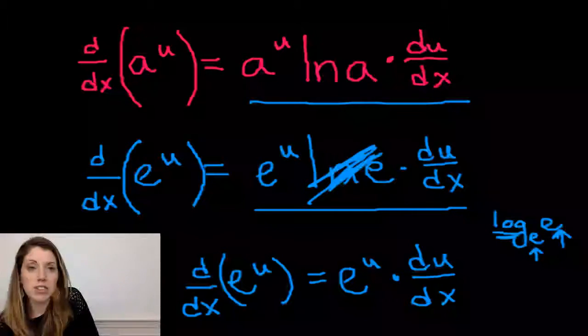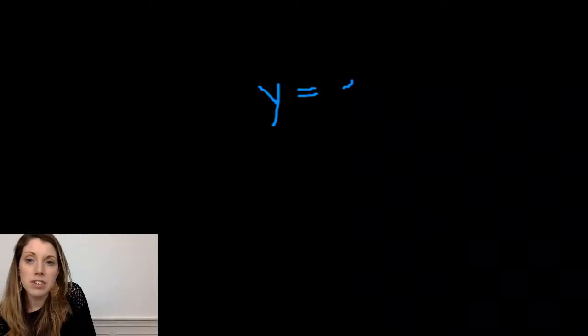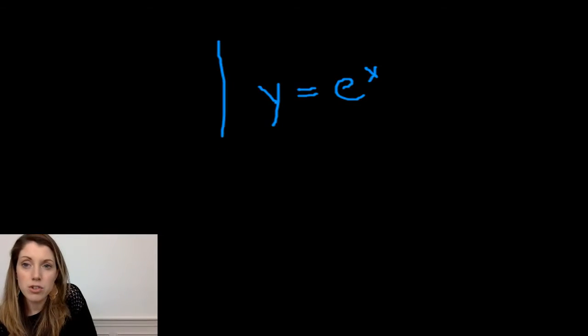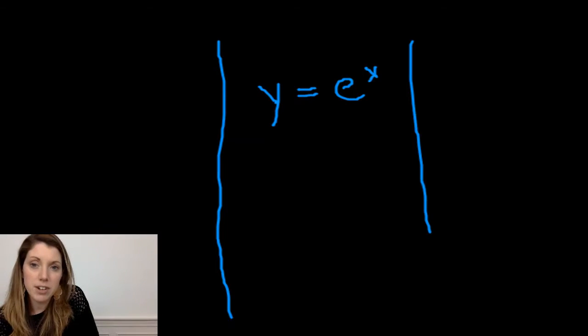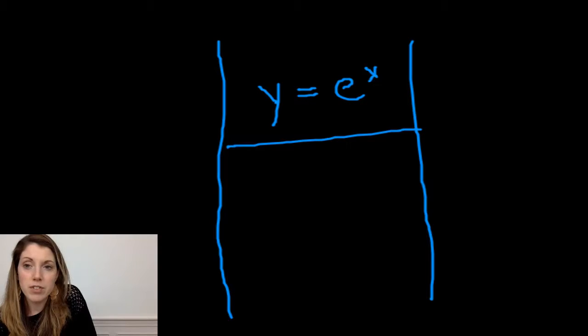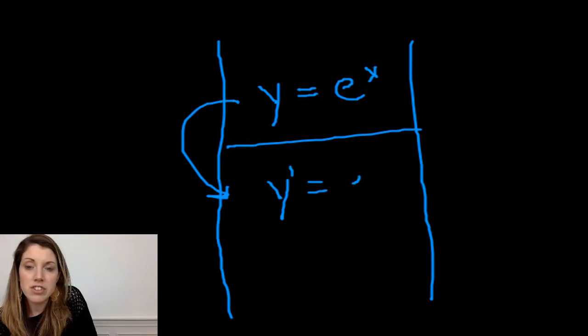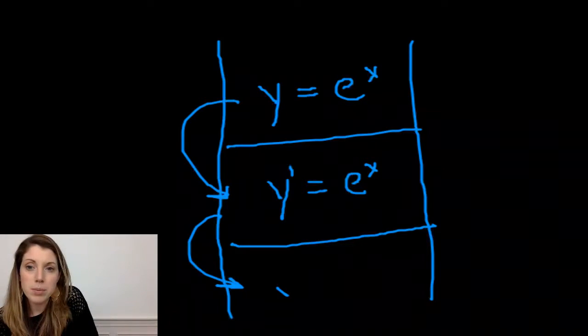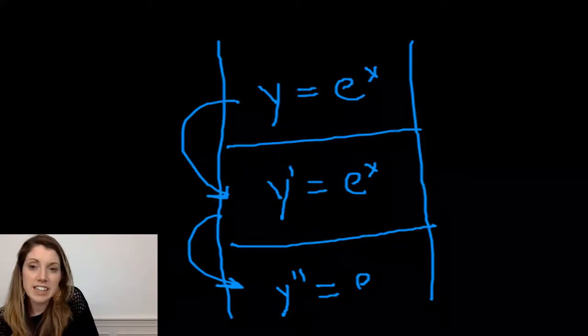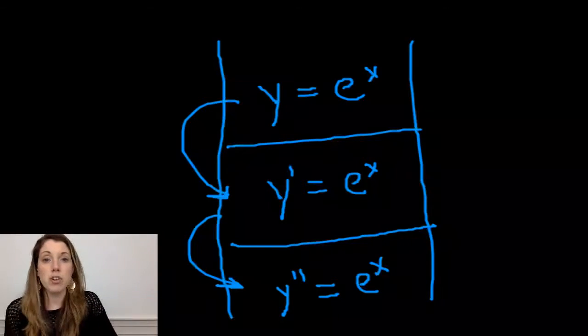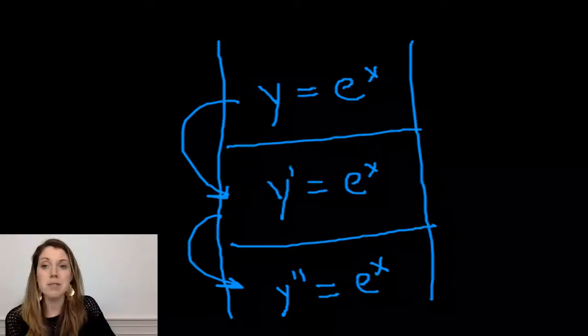If I just had the function y equals e to the x, and we wanted to derive it, so we're moving down our little ladder of derivatives. So we're going to derive y. The answer to y prime is just e to the x, and we derive it again. We get y double prime. The answer is still e to the x. We do triple prime, still e to the x.